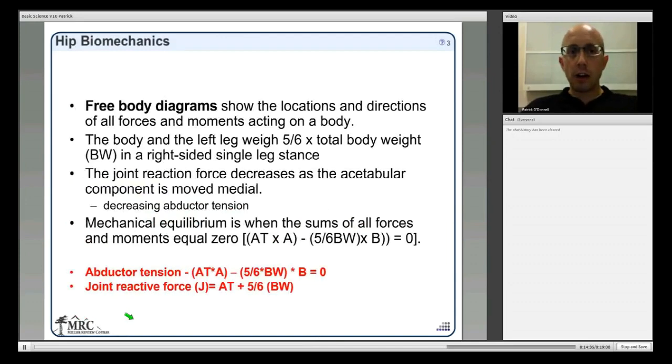Free body diagrams show the locations and directions of all forces and moments acting on a body. The body and the left leg weigh about 5/6 of total body weight in a right leg stance, single leg stance. The joint reactive force decreases as the acetabular component is moved medial. This is because of decreased abductor tension. What you're looking to strive for is mechanical equilibrium, where the sum of all forces and moments equals 0. So the two equations that you need to remember are the one for abductor tension and the one for joint reactive force. We'll go through these on the next slide.